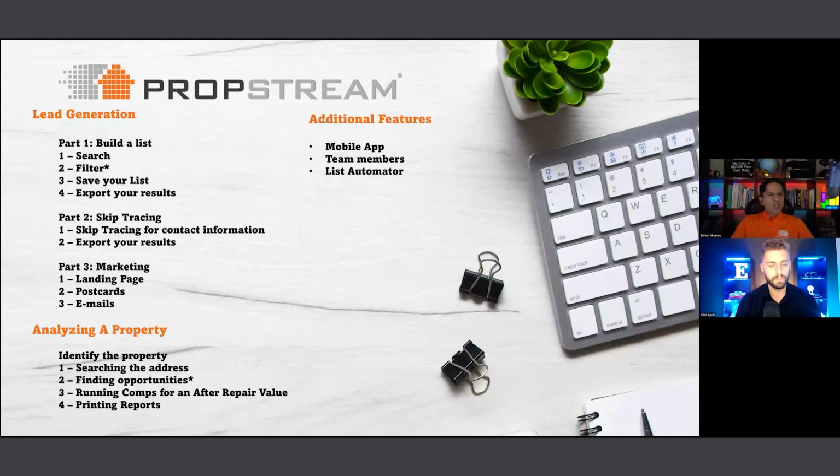We do have some additional features like our mobile app if you're driving for dollars or you wanted to skip trace a property while you're out there in the field. If your team is scaling, we have team member counts. And then List Automator, which is a really cool feature. It actually lets you generate a list and then automate it, meaning anytime a new record comes into Propstream with your same criteria, we add it to your list for you.